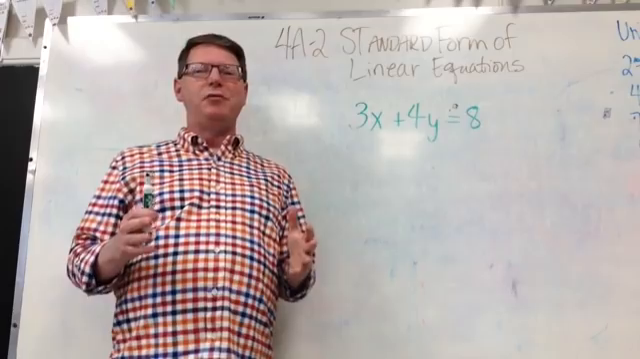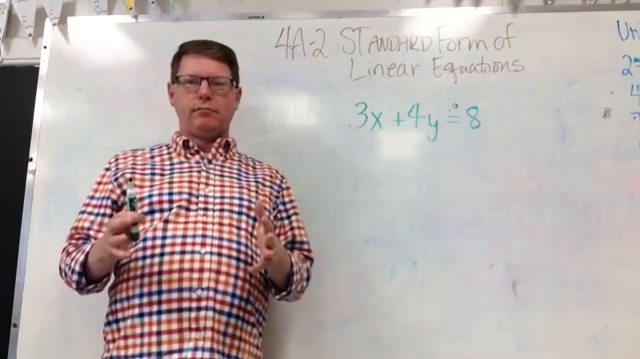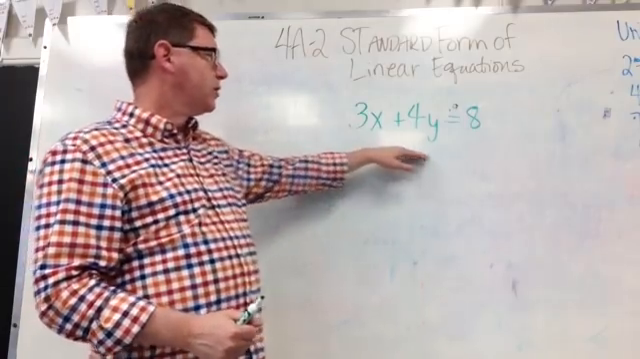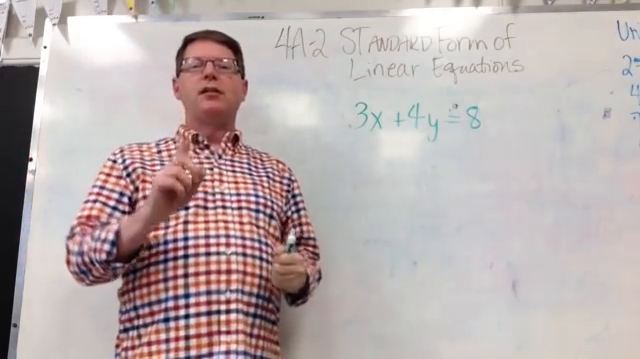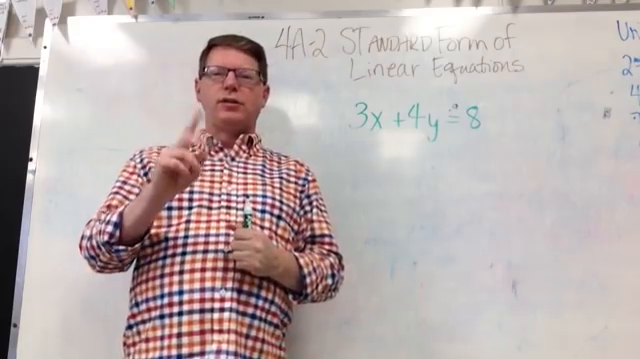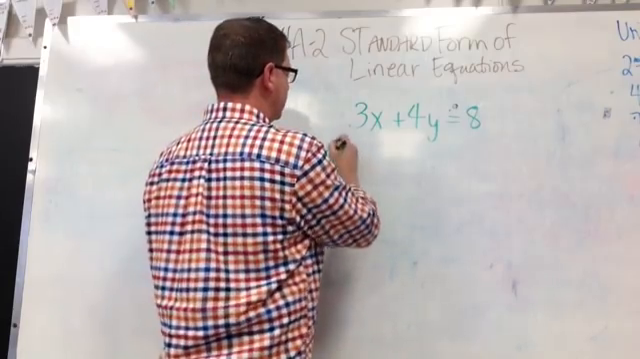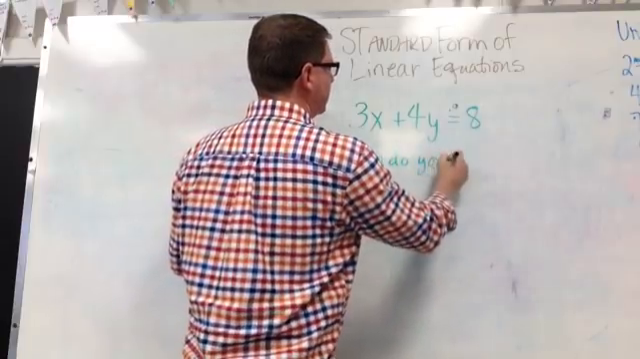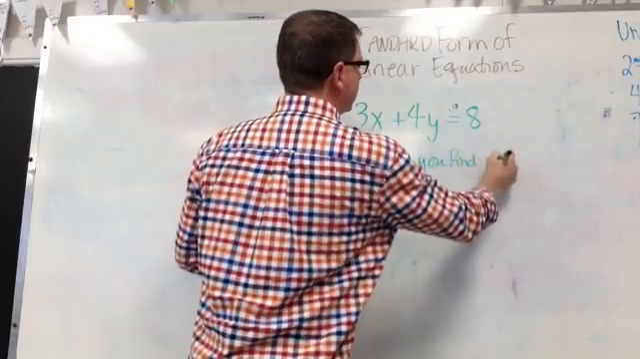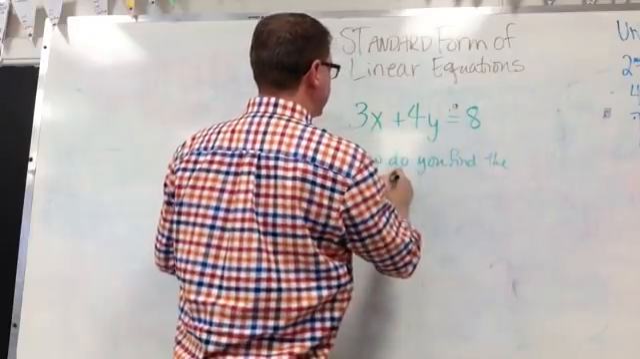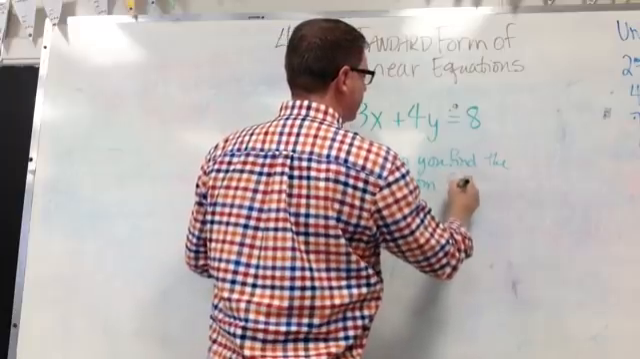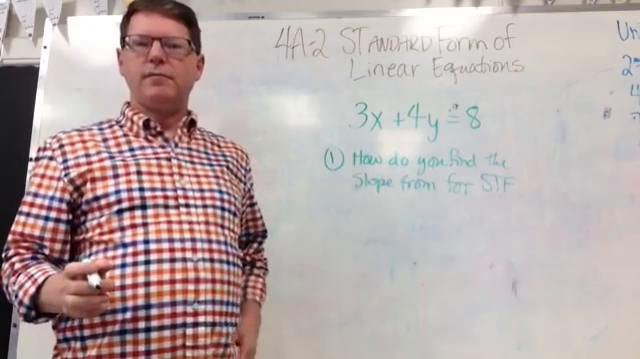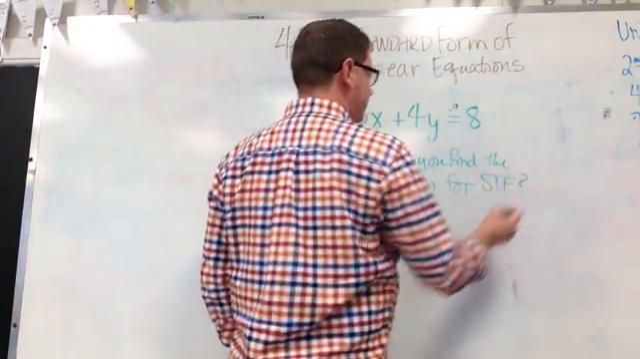So I would like to give you a challenge for this video. Okay? Here's an equation in standard form: 3x plus 4y equals 8. I want to challenge you. I'm going to ask you 2 questions. One, how do you find the slope from standard form? And I'm going to just call it STF, standard form. Okay, standard form would be STF. How do I find the slope from standard form?